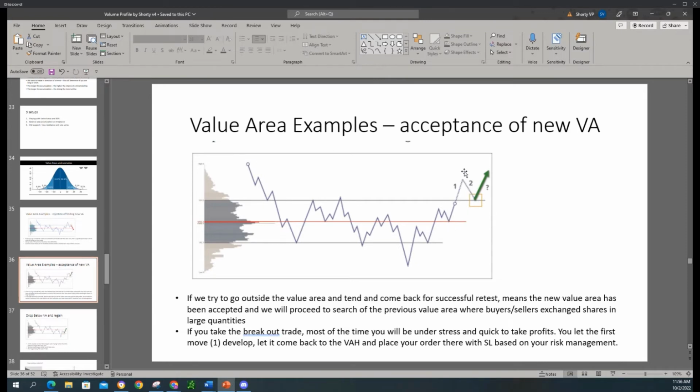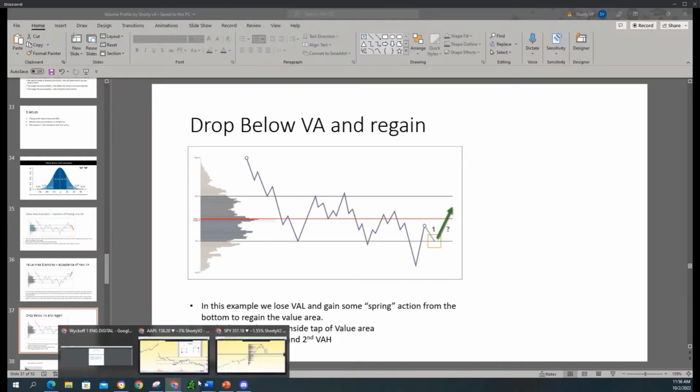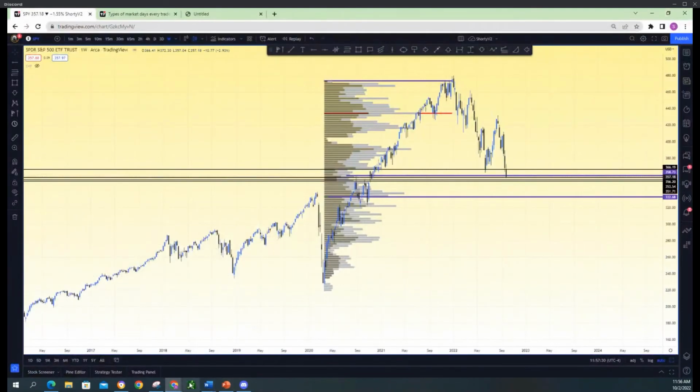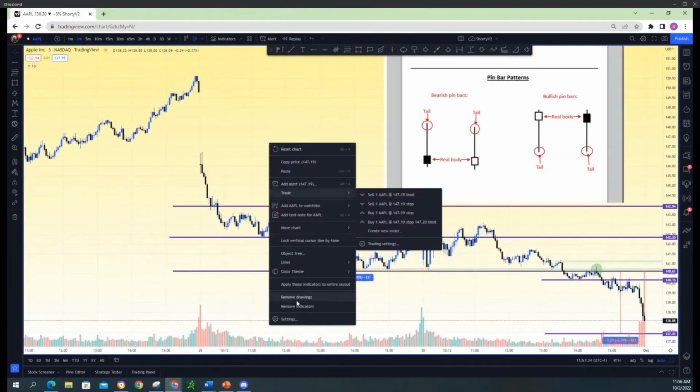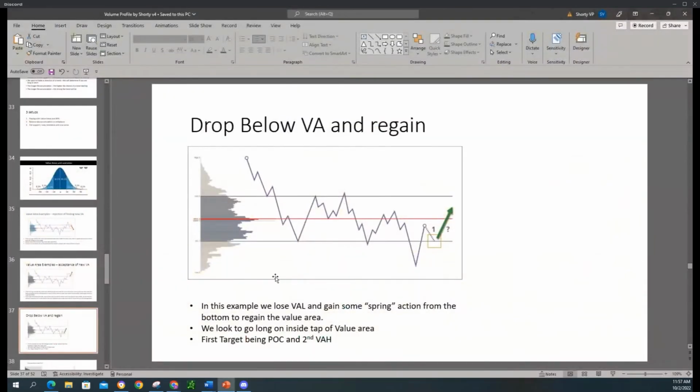Then you have another one where you have the acceptance of the new value area. You break above the new value area high, you come back. This is your 1, 2. You let it develop. Two, you go and put your stop loss right below, depending on the shelves or whatnot. This is where your stop loss would be. This is one that we just covered on SPY. Did we talk about this one moments ago? Yeah, I think Rumi, you were talking with me on this one. Yep, it's the exact same, and they just repeat, guys.